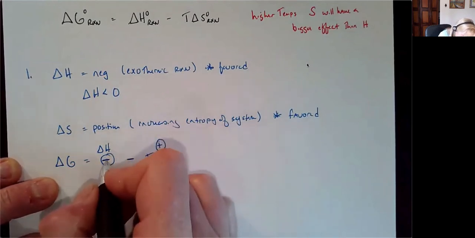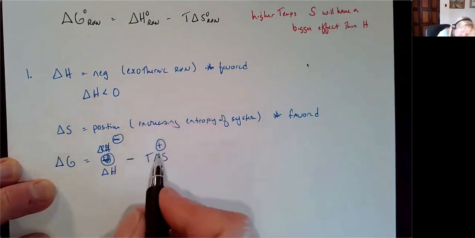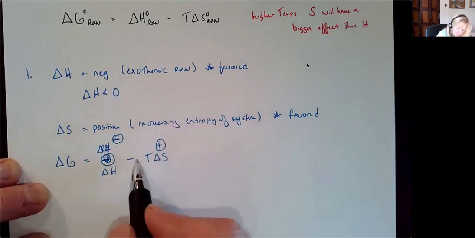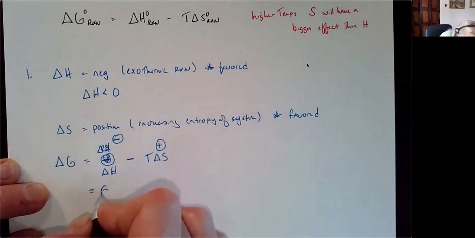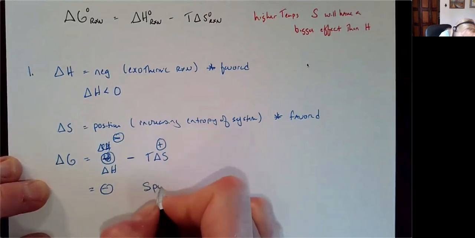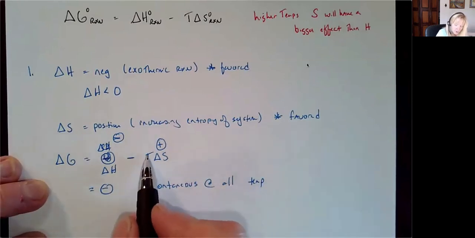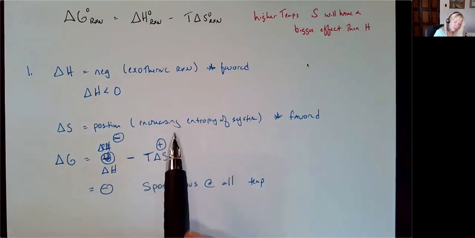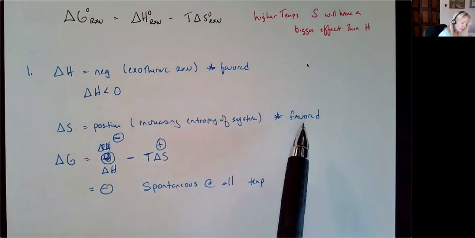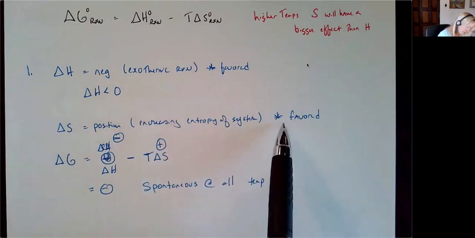This value is positive. This value is negative. Then I'm going to have a negative minus a negative, so delta G is going to be negative. That means this is going to be spontaneous at all temperatures. So it's not going to matter what the temperature is because it's favored from an enthalpy standpoint and it's also favored from an entropy standpoint.